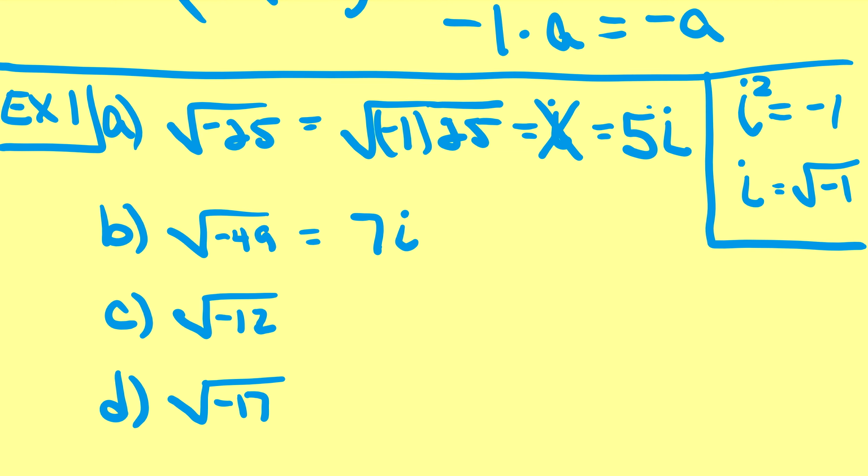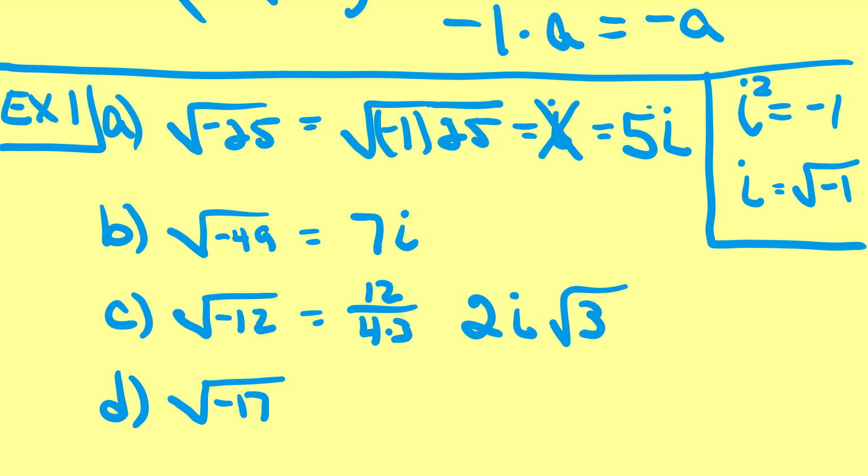How about the square root of negative 12? Well, this is not a perfect square number, so I can take the 12, I'll do it here, break it down, and let's call it 4 times 3, and then I could say the square root of 4 is 2, with the 3 left inside, and then I've got that square root of negative 1 here, and the square root of negative 1 is i. So I'd write this up as 2 times i times the square root of 3.